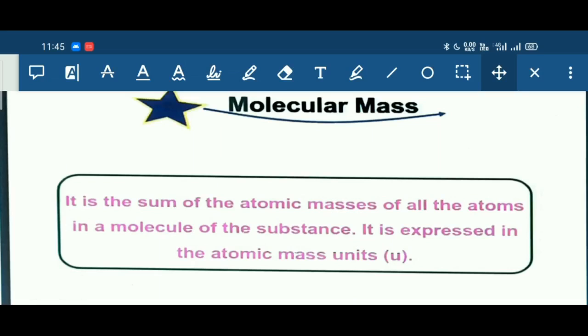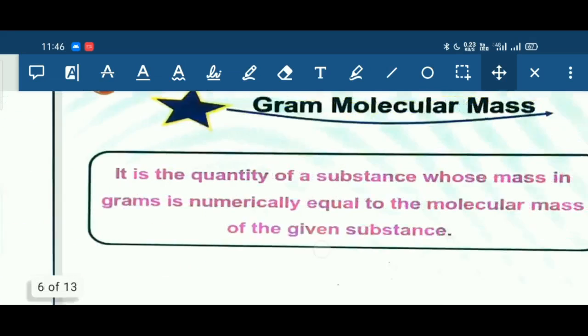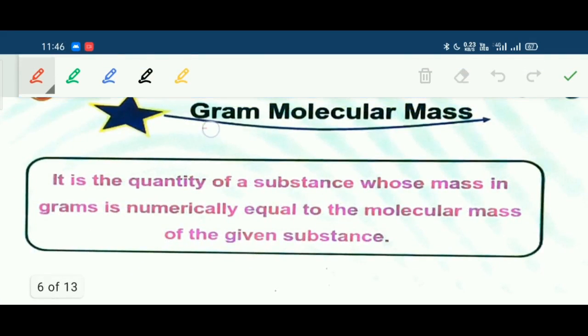Next is molecular mass. It is the sum of atomic masses of all the atoms in a molecule of a substance, and it is expressed in atomic mass unit u. This we already know. The new term over here is gram molecular mass. So what is gram molecular mass? It is the quantity of a substance whose mass in grams is numerically equal to the molecular mass of the given substance.